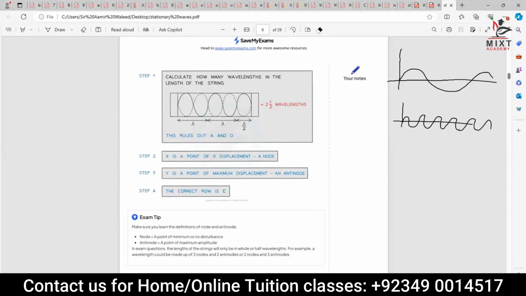Now see how many waves are in the length of the string. From here to here, this is lambda by 2, because at the end of the day, one complete crest and trough make lambda. So this is one half, this is a complete half, and so on, this is 2.5. Do you understand? So we reach the conclusion that two antinodes and two nodes combined give you one complete wave. X is a node, and Y is the point where the displacement is maximum. So the correct answer was C.